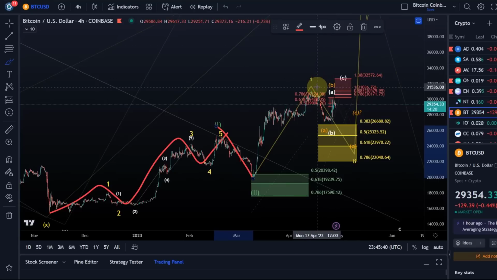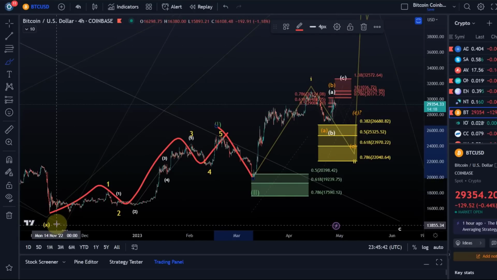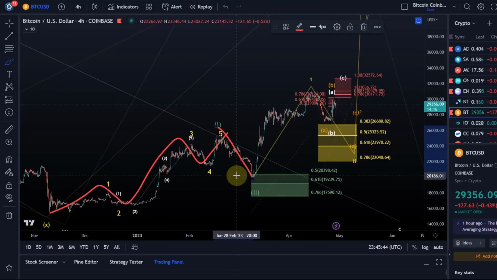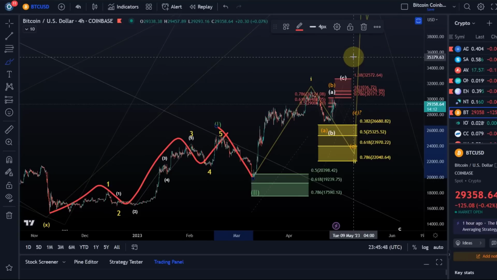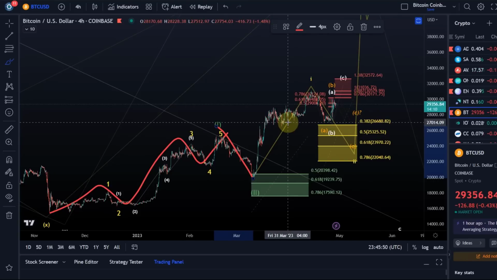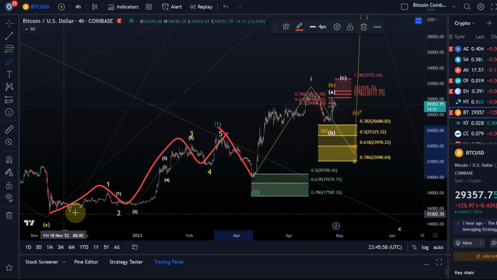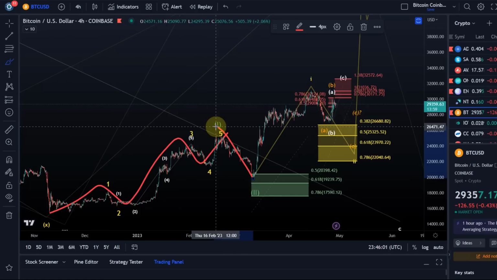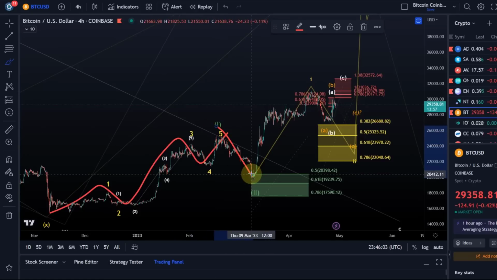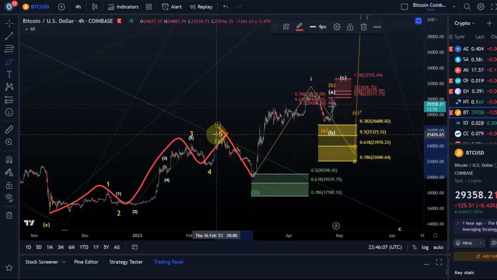Now, this can still change, because until you have 5 up, 3 down, 5 up, 3 down, 5 up, you can never confirm that. But you basically get 3 levels of confirmation in Elliott Wave. And confirmation is not certainty. Which means 5 waves up is the first level of confirmation. 3 waves down is the second level of confirmation. And then a break above the previous wave 1 high is the 3rd level of confirmation.